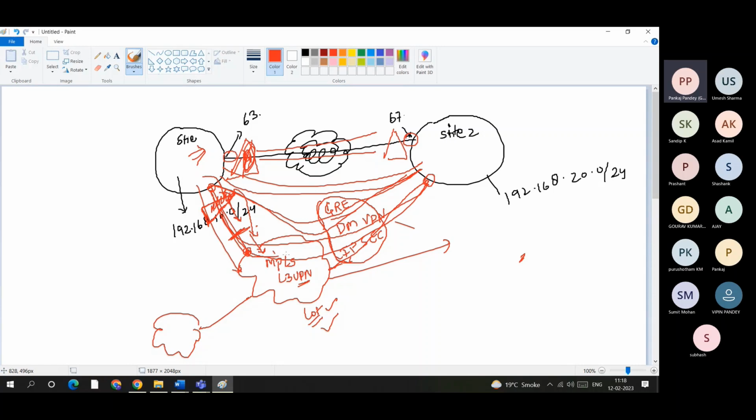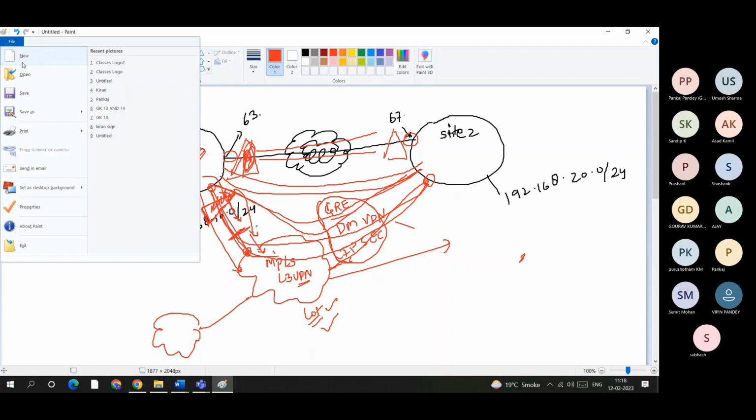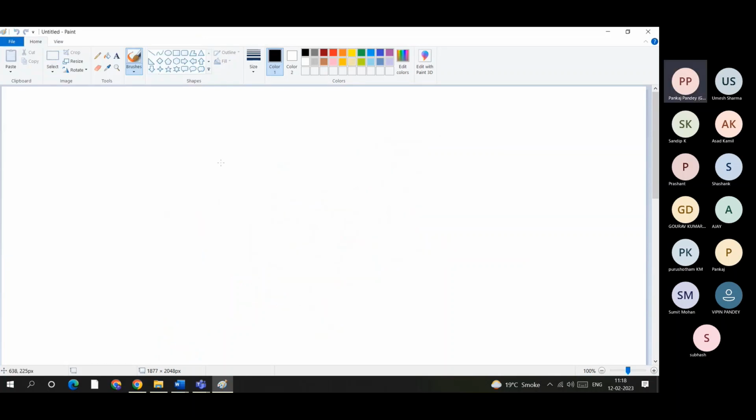But nowadays customers are saying, if we are leveraging the SD-WAN solution, why are we going with MPLS? Suppose here we have two SD-WAN devices, both connected with internet.